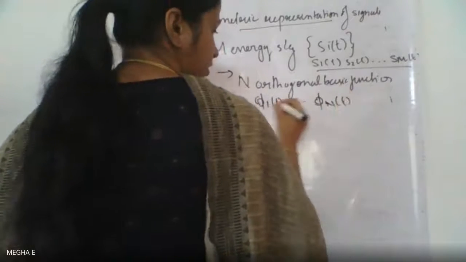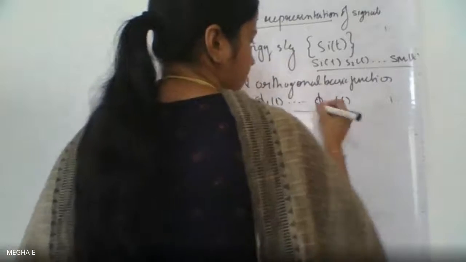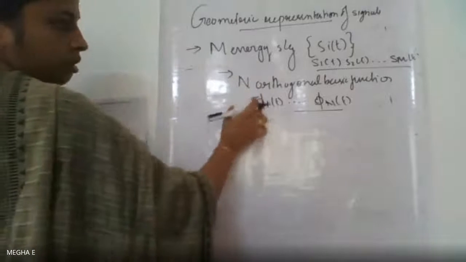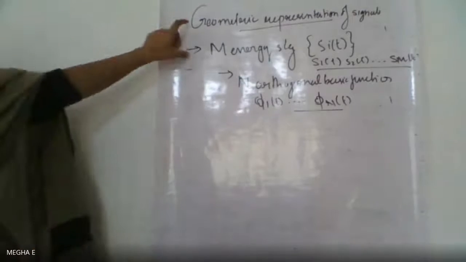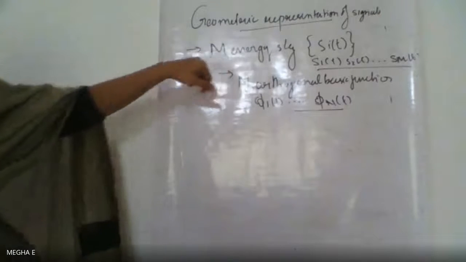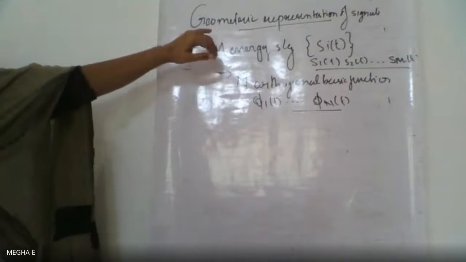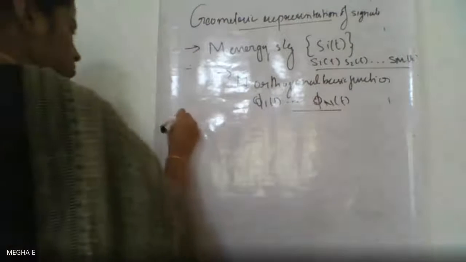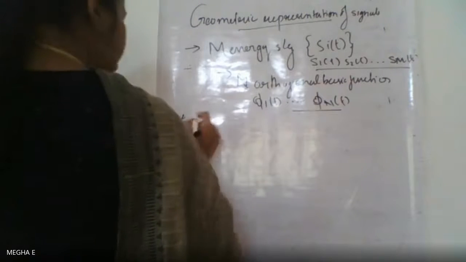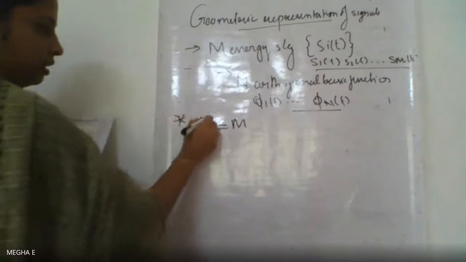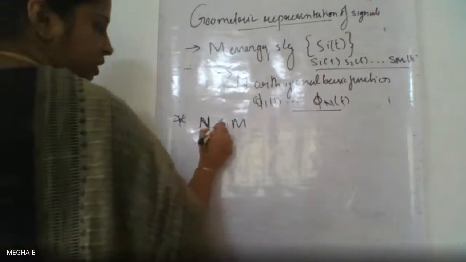These phi1 of t, phi2 of t, phi3 of t are all basis functions. So we have to express this si of t as a linear combination of these basis functions. The most important thing is that here n should be less than or equal to m. This is an important criterion: the value n should be less than or equal to m.